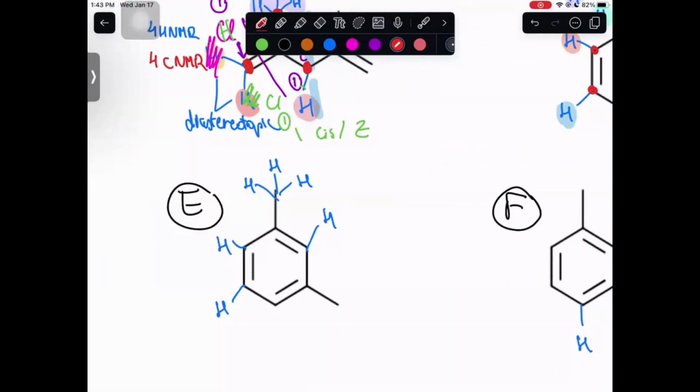Now, molecule E. Do we have any planes of symmetry? I heard a no and a yes. Which one is it? Yes. It's right down here.